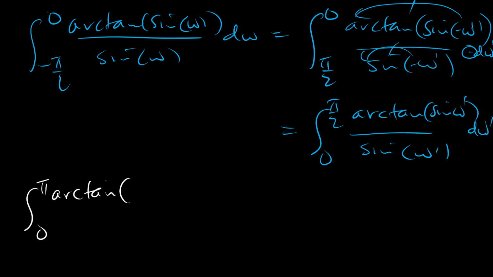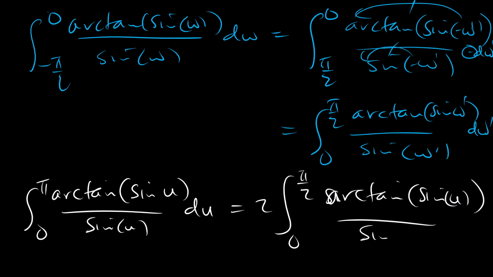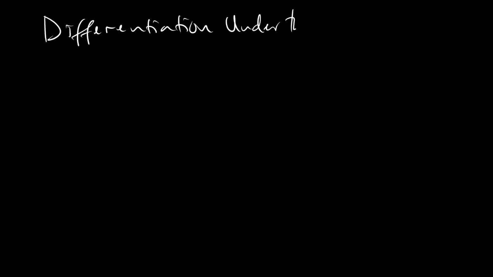of arctangent of sine of u over sine of u is the same as twice the integral of arctangent of sine of u over sine of u from 0 to pi over 2. Okay, so we're going to use a technique called differentiation under the integral sign.